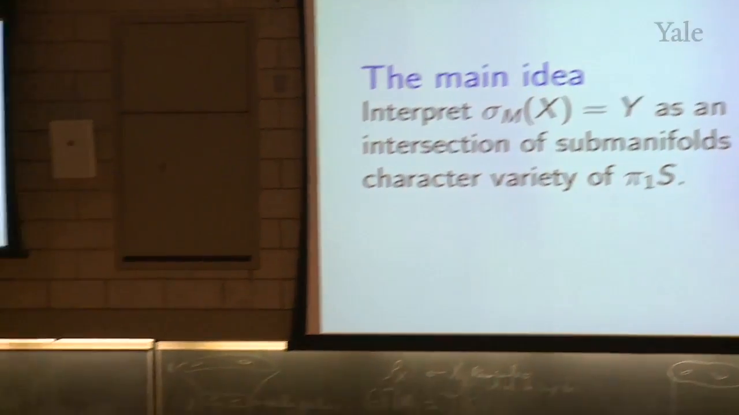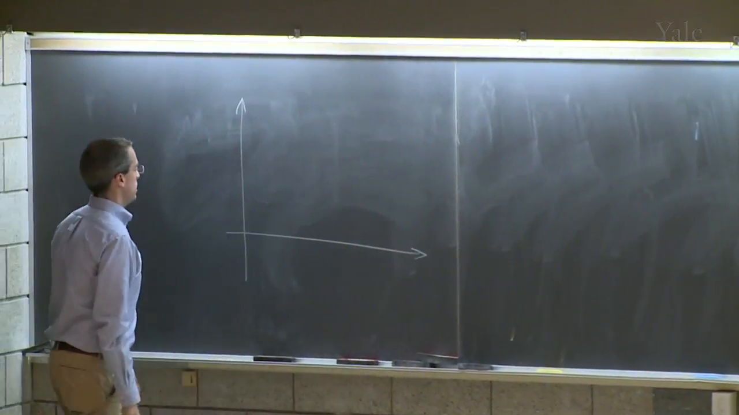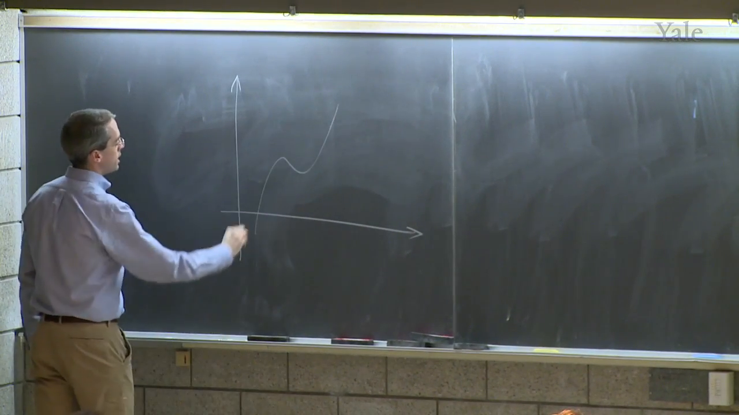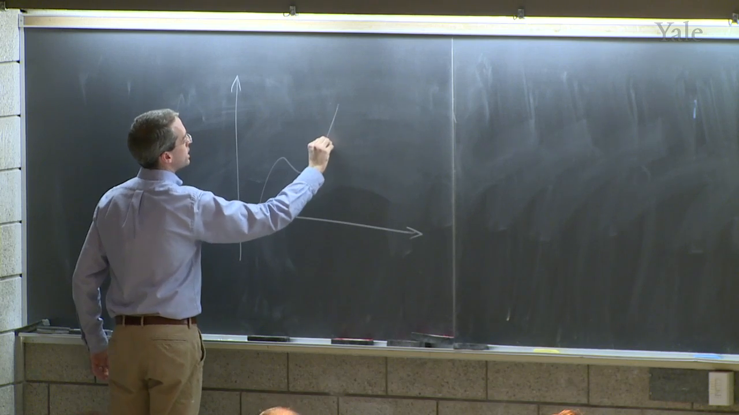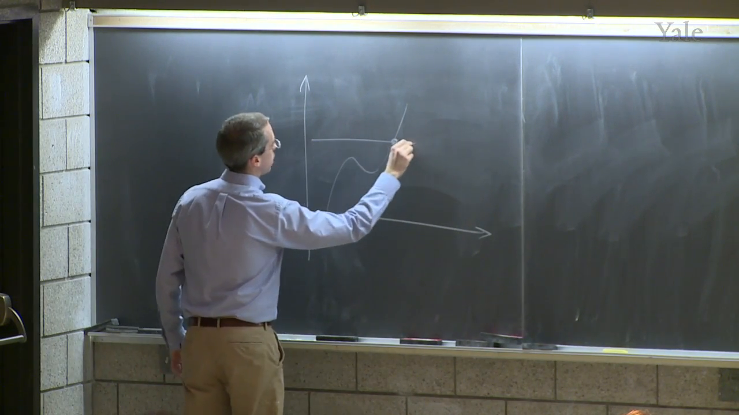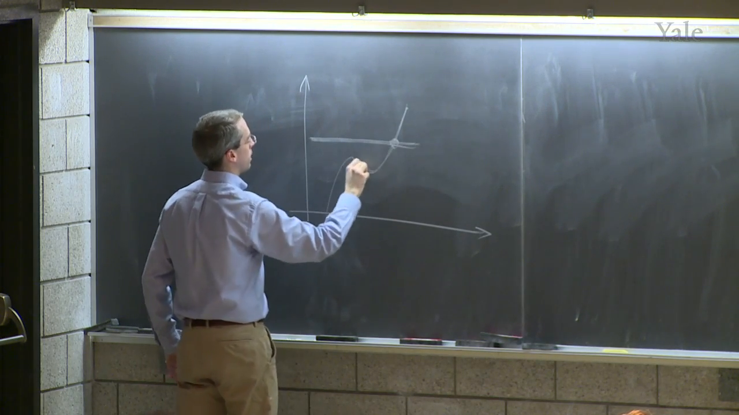So how is that going to work? Let me point out something that we all know from teaching calculus, that to say that some point is in the range of a function is just to say that the horizontal line with that y coordinate intersects the graph of the map.